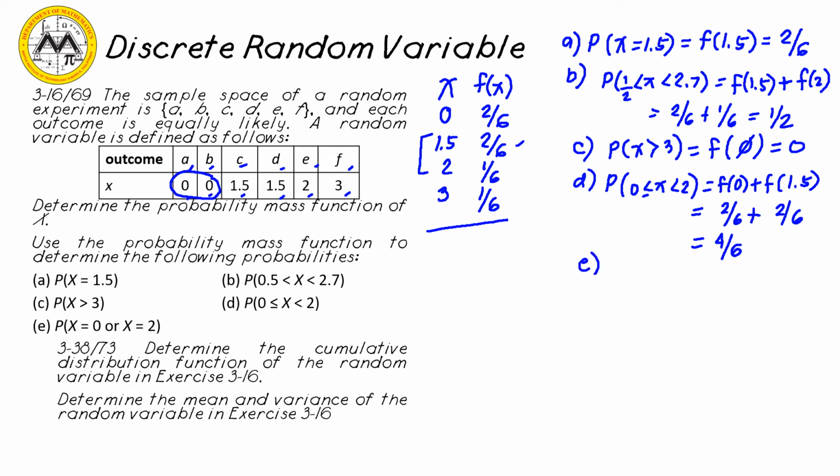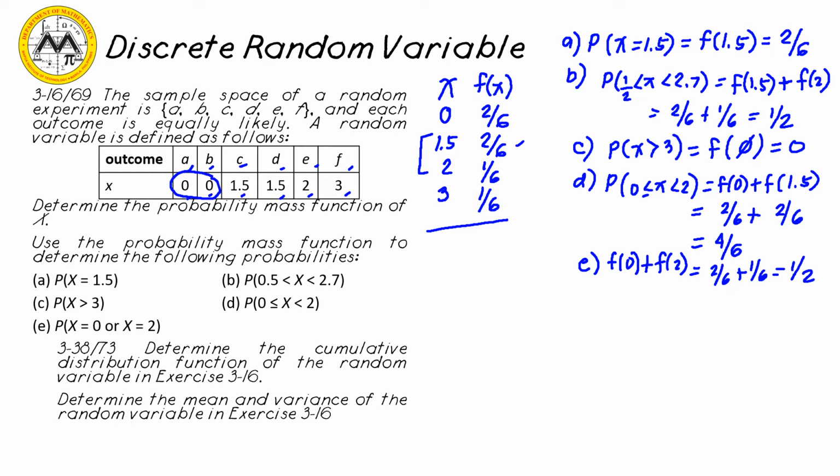Next, letter E. For letter E, we're looking for the probability that x is equal to 0 or x is equal to 2. So it would be f of 0 or f of 2. f of 0 is 2 over 6 plus f of 2 is 1 over 6, so this is 1/2.